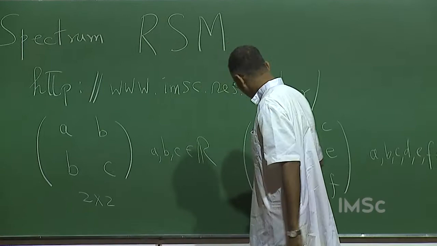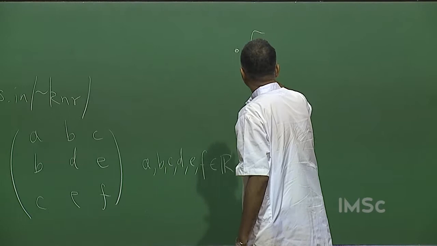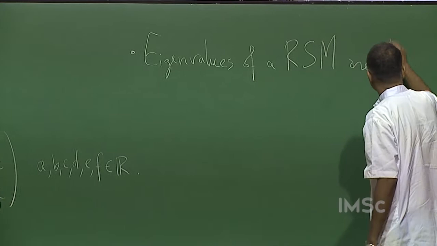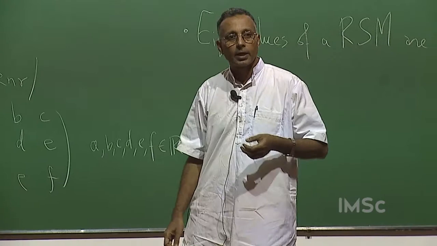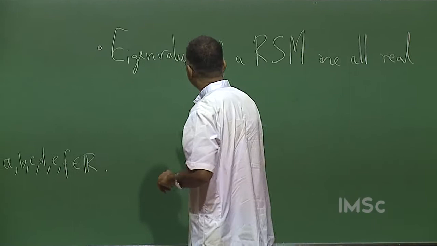Okay, the first main result for the day is the following. Eigenvalues of a real symmetric matrix are all real. So we know that even if a matrix is real, its eigenvalues need not be real. They could be complex. But in this case, if a matrix is symmetric as well, then the eigenvalues are real. Okay? So let us try to prove this first in the 2x2 case.